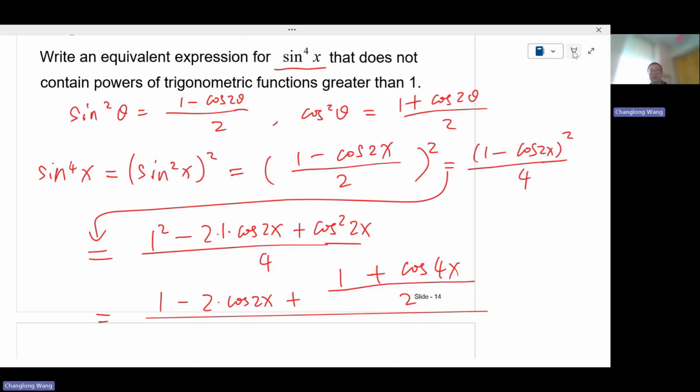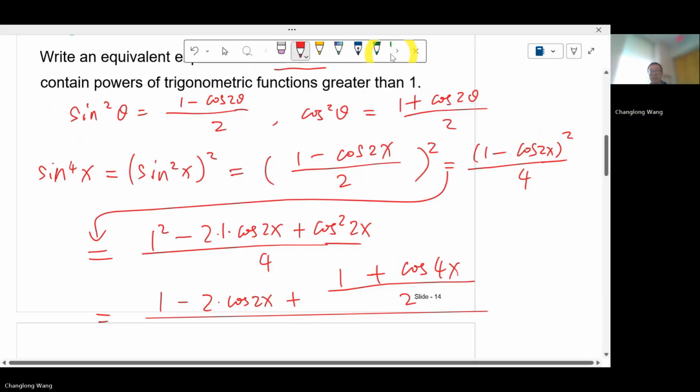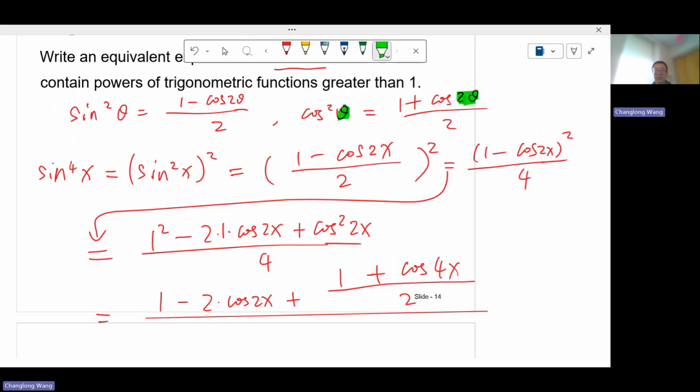Because you notice the angle will get doubled every time you reduce the power. See that? If it was theta, cosine squared theta becomes 1 plus cosine 2 theta, over 2. And therefore, if it was cosine squared 2x, then when you reduce the power, you're going to have to double the angle. Doubling 2x is going to be 4x.